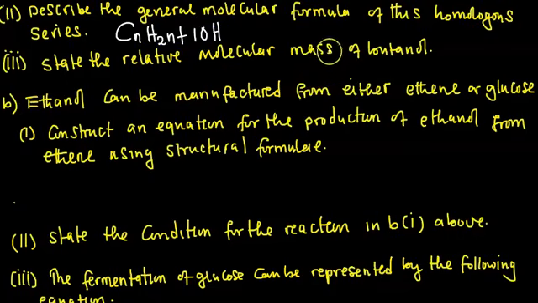State the relative molecular mass of butanol. So how is butanol written? Butanol is C4H9OH. This is butanol. Now they are saying relative molecular mass.